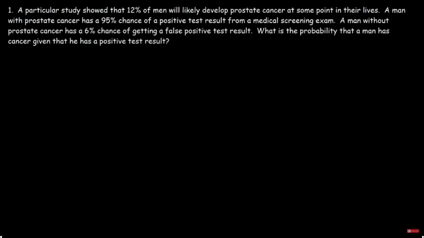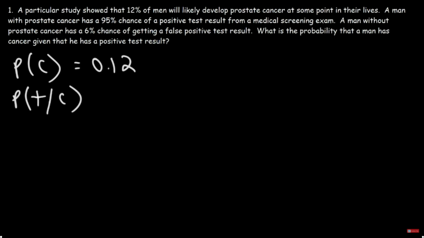So let's write down what we know. The probability that a man has cancer, I'm going to write P of C, is 12%, which is 0.12 as a decimal. Now, the second sentence says that a man with prostate cancer has a 95% chance of a positive test result. So, given that the person has cancer, the probability that he will get a positive test result is 95% or 0.95.